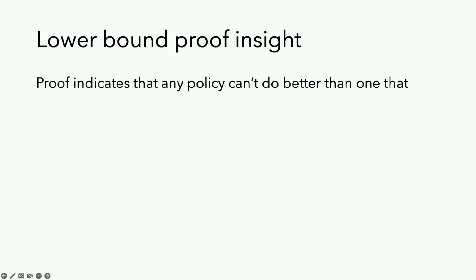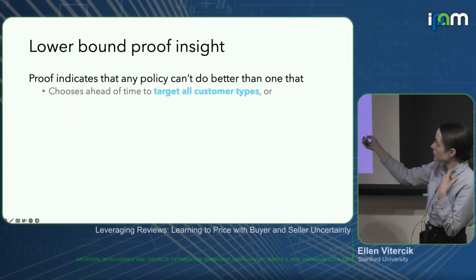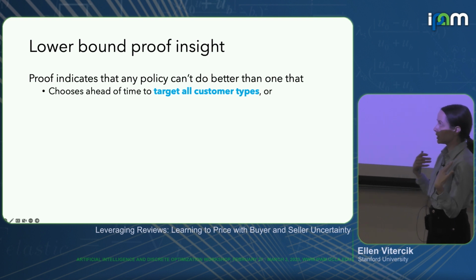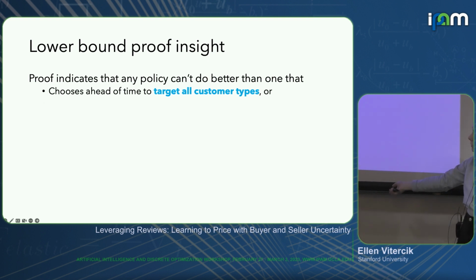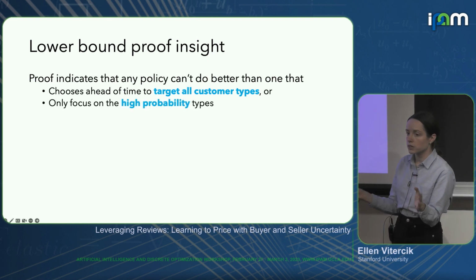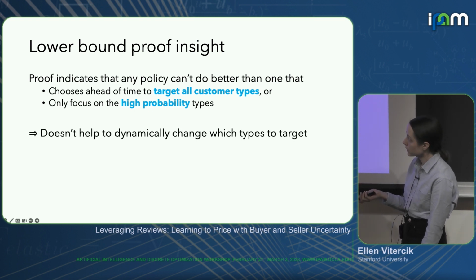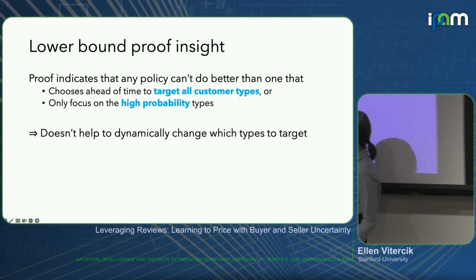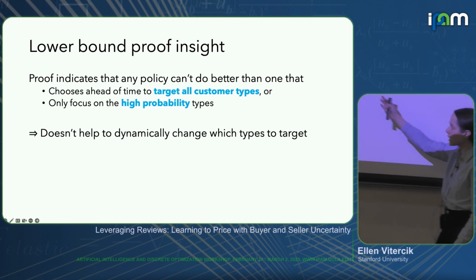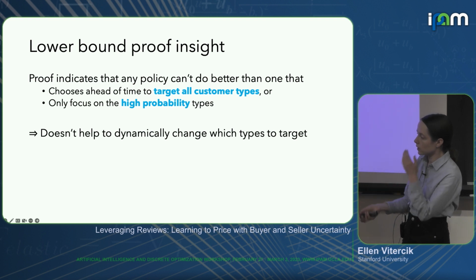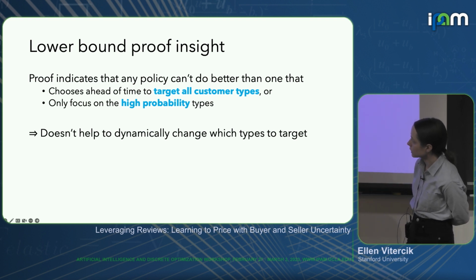And just a little bit about some insights we can get from this lower bound proof. Like I said, the proof indicates that any policy can't really do better than choosing ahead of time, a priori at the beginning of time, to target all customer types, or only focus on those high probability types that appear fairly frequently. In other words, the insight from this proof is that it doesn't help to dynamically change over time which types of customers you're targeting.